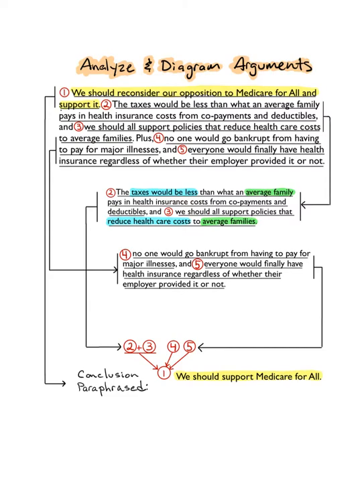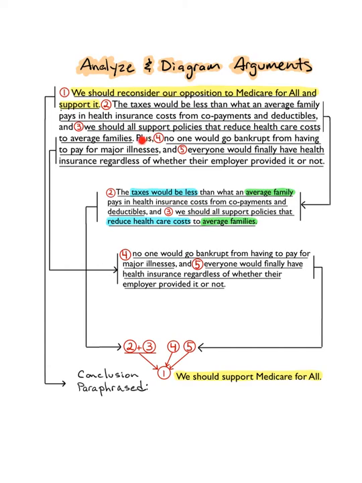When you have 2 claims or 3 claims that have similar phrases or similar terms with one another, you're probably looking at claims that are linked together, that are dependent upon one another. So what these 2 claims here say is the taxes would be less and we should support that type of tax policy that's going to reduce healthcare costs. So then let's take a look at claims 4 and 5.